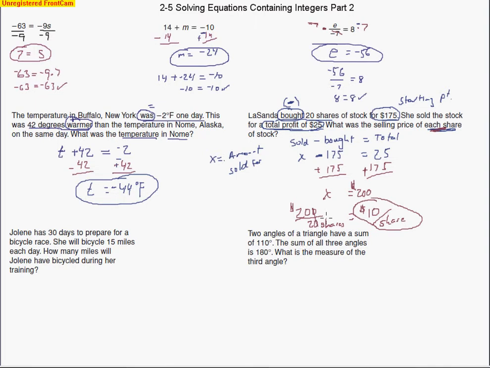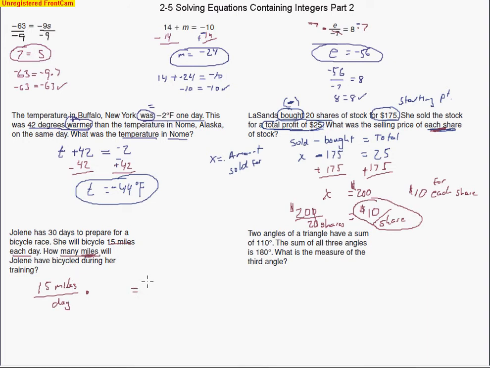Now let's take a look at our next one here. It says that Jolene has 30 days to prepare for a bicycle race, and she will bicycle 15 miles each day. Now notice we have that same scenario here. $10 per share, I said. Well, we could write this as $10 each, or we'll say for each share. We could say that as well. So right here, this is a fraction. We can write this as 15 miles each day. So that each can be represented as that fraction bar. And so what we want to do is we want to find out how many miles did Jolene actually bike.